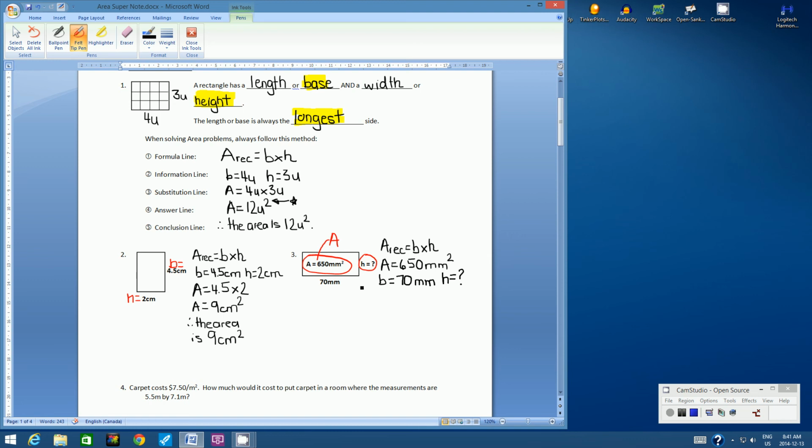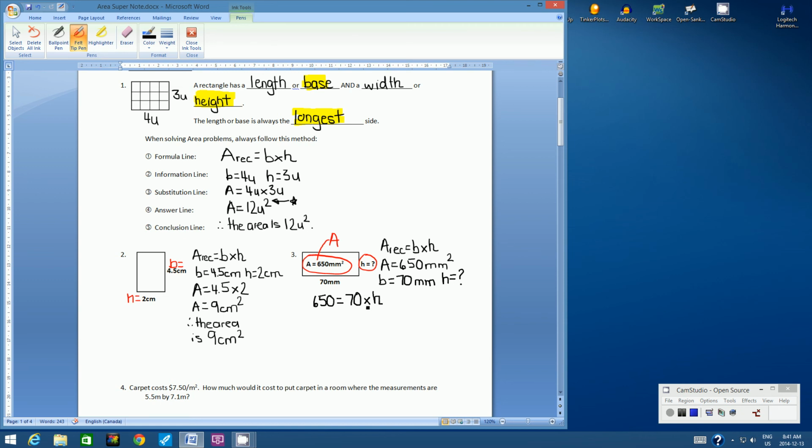Okay, let's go to line 3, the substitution line. In this case, we know the area. It's 650. Equal sign comes next. Do we know the base? Yes, we do. We know that the base is 70, but we do not know the height. Okay, so we want to solve for the height.